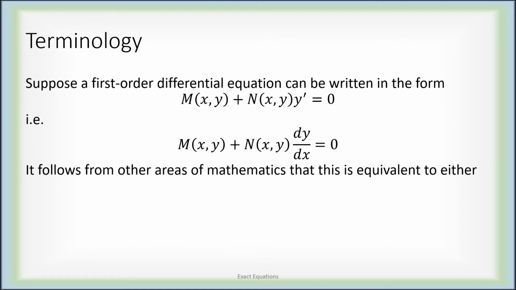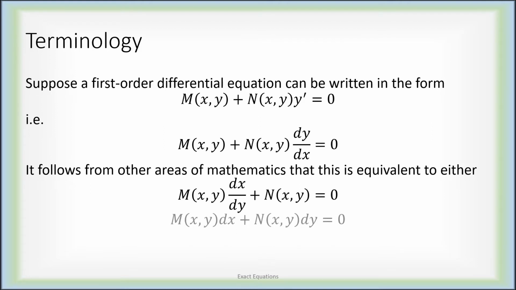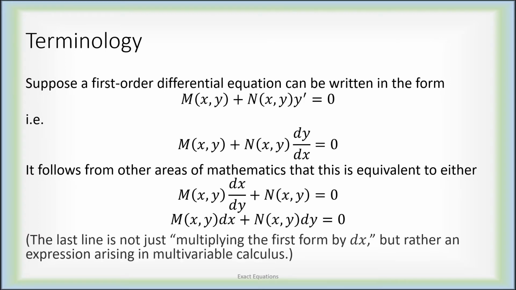Now, from other areas of math, it follows that this is equivalent to either of the following two things. M of x,y dx/dy plus N of x,y is 0, or, much more frequently seen, M of x,y dx plus N of x,y dy is 0. Now, that last line is not just taking this line here and multiplying by dx. dx isn't really a number, you can't just multiply by it. But this is an expression that arises in multivariable calculus. It is justified, and it's written like this very often.